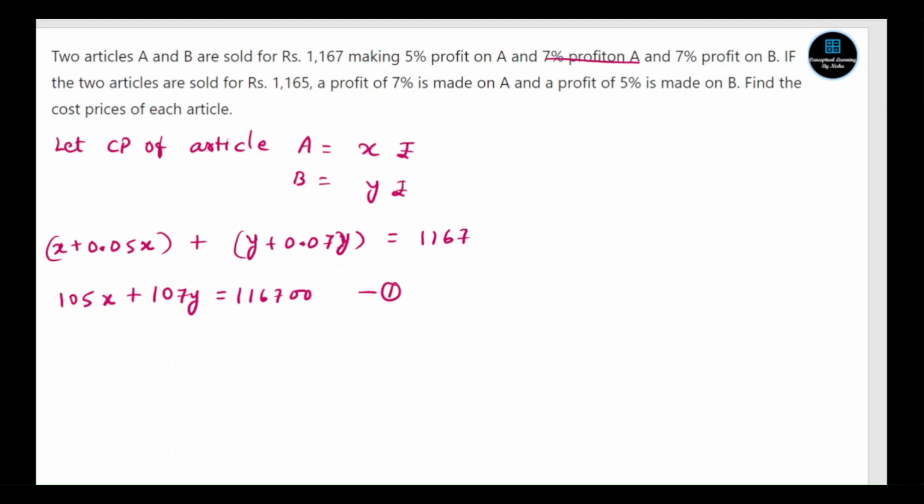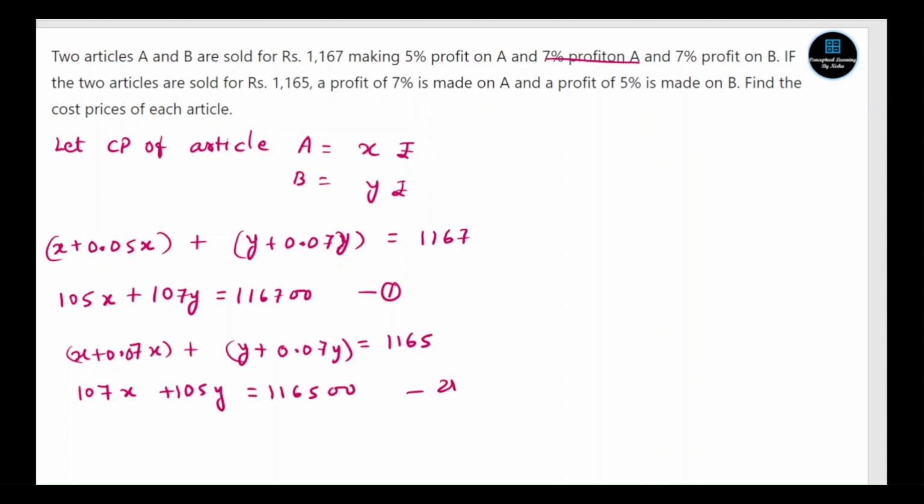Now similar way I'll make the second equation. So here it is vice versa, so I'm directly writing it. So x plus 0.07x plus y plus 0.05y equals 1165, right? And now on simplifying that, we'll get 107x plus 105y equals 116500. So we have equation 2.